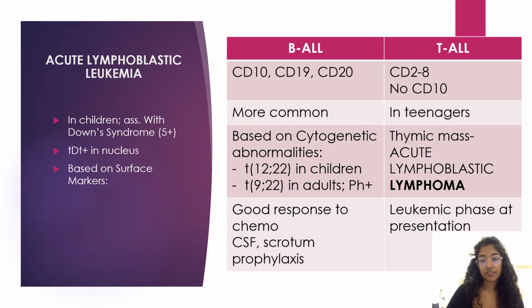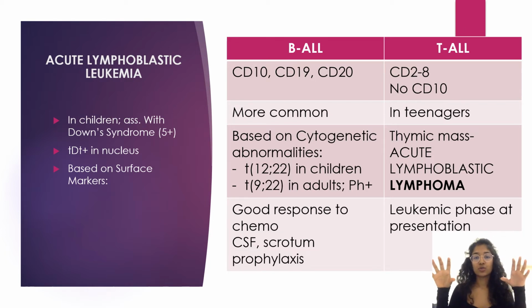Based on cell surface markers, you can divide ALL into B-ALL, which affects your B cells, and T-ALL, affecting T cells. So a way to distinguish this is your surface markers. Surface marker positivity in the case of B-ALL is for CD10, 19, and 20, whereas in the case of T-ALL, it's for CD2 to CD8, anything in between.